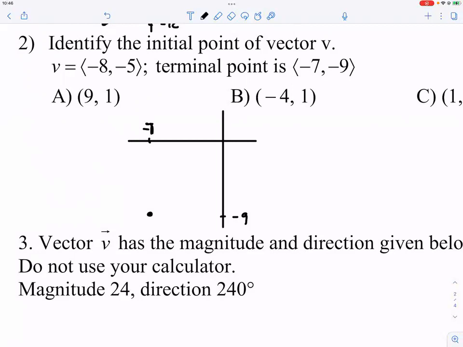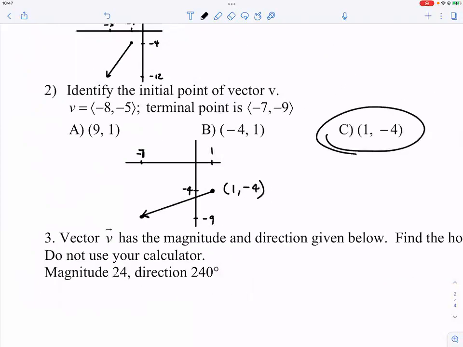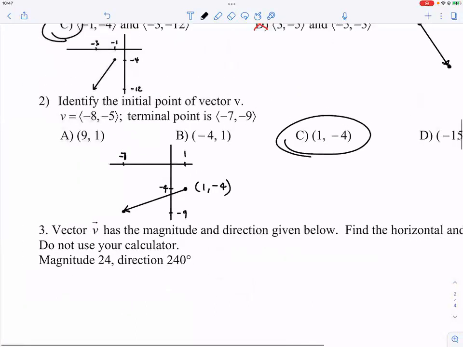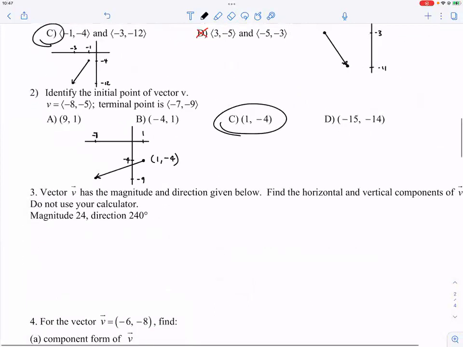If it has moved to the left 8 units to get to -7, that means the original x value must be 1. If it moves down 5 units to get to -9, that means the original y value must be -4. So the point is 1, -4. You just need to trace backward. If you understand what it means, it's very straightforward.